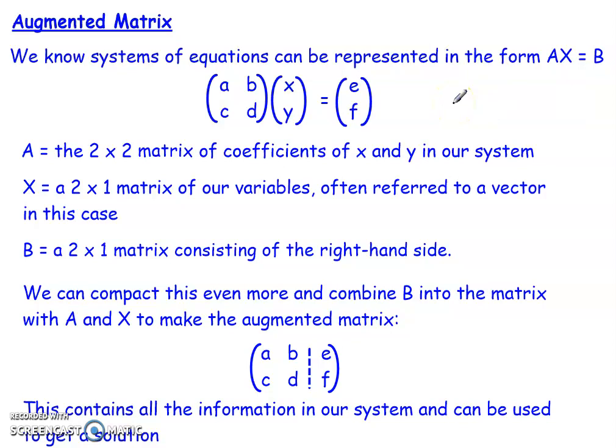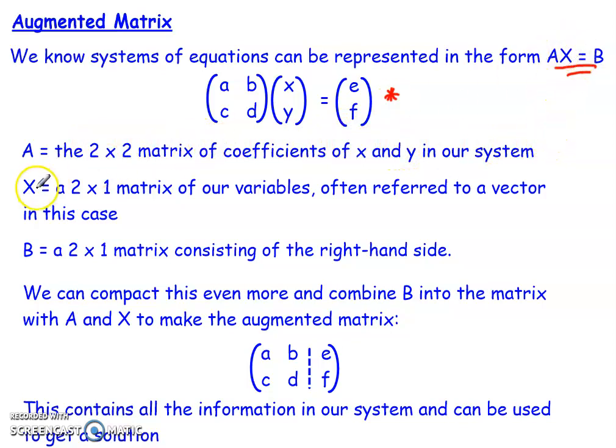Well, we know a system of equations can be represented in the form AX equals B in terms of matrices. So it would look something like this. So our A, B, C, D, an X, Y and an E, F. In this system, if we relate it back to this, our A is a 2x2 matrix of coefficients of X and Y in our system.